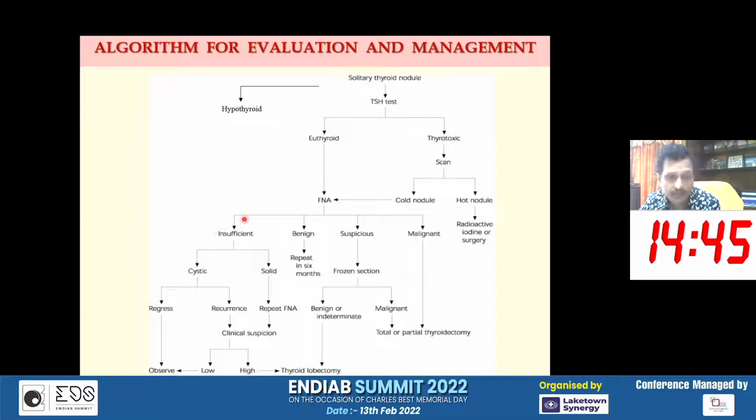Material is insufficient. In insufficient material, you can repeat the test. You can do a repeat FNAC. And if it is benign, then it is quite a good finding, a reassuring finding as far as the patients are concerned. But if you find that it is malignant, then we directly go for the operation. And if it is suspicious also, then we should think about looking for an operative option.